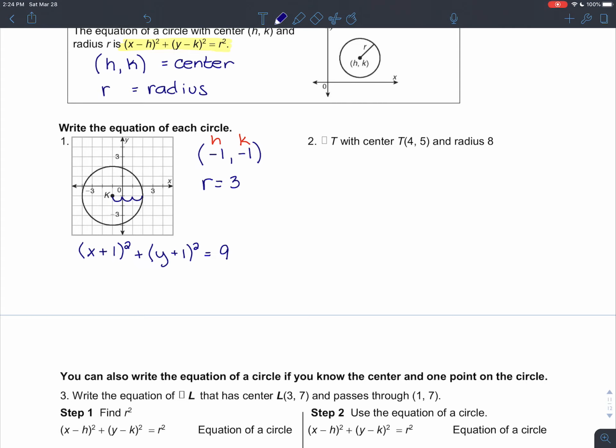Okay, number 2, same process. We are going to be plugging things into that same formula. So x minus, this is our h, 4 squared, plus y minus, this is our k, 5 squared, equals, and then our radius is 8, and 8 squared is 64, so it's going to equal 64.